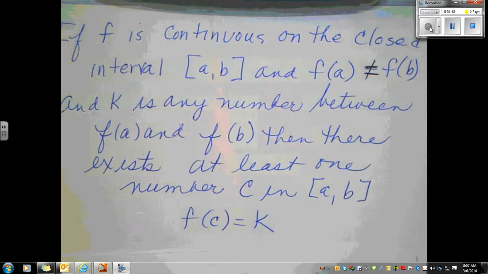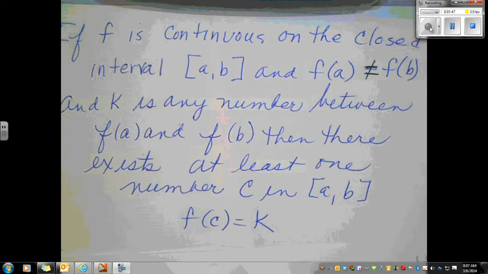Okay. Now, what does that mean? This is what it means. Suppose we start out at the ground and we walk up a mountain that's 200 feet high. Would we pass through the level 100 feet? Yes. That's what that says.